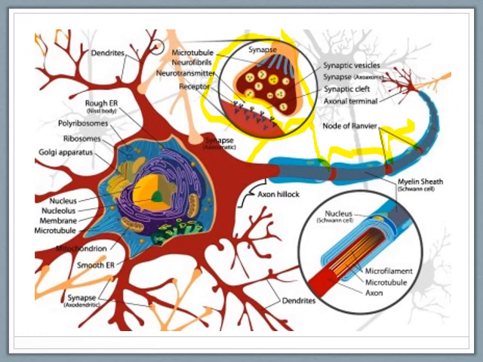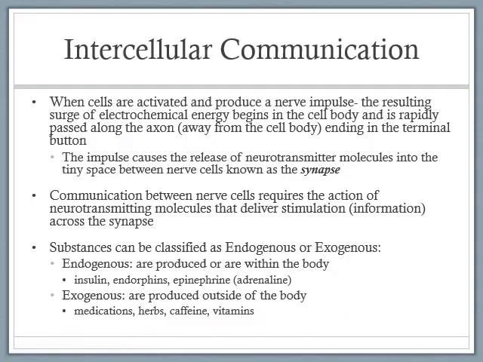When cells are activated, they produce a nerve impulse, which results in a surge of electrochemical energy, which begins in the cell body and is then passed along the axon, which is away from the cell body, which ends in the terminal bouton, which we saw in that last picture.